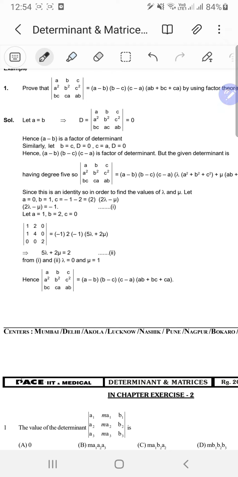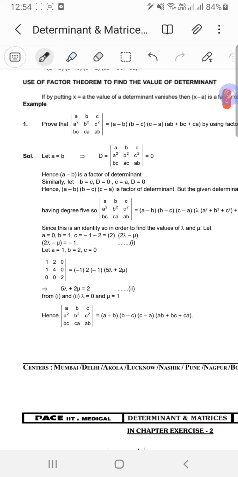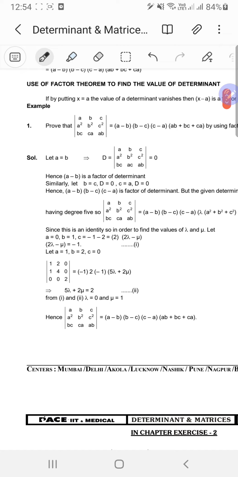Fine. Since this is an identity, in order to find the value of lambda and mu, you will just put numbers inside and get the value. So get two equations and then that will give us the value. Okay, fine.